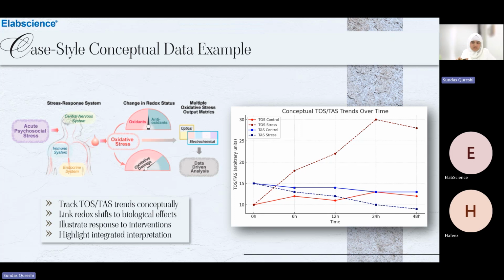the oxidative stress. So tracking these trends helps us connect the redox imbalance with biological outcomes such as inflammation, tissue injury, metabolic disruption, and highlights the value of integrated TOS and TAS measurements for interpreting the experimental results.